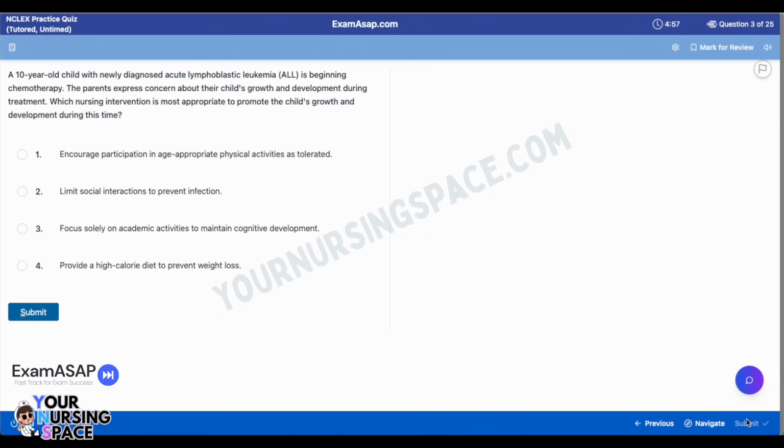Here are the options. Option 1. Encourage participation in age-appropriate physical activities as tolerated. Option 2. Limit social interactions to prevent infection. Option 3. Focus solely on academic activities to maintain cognitive development. Option 4. Provide a high-calorie diet to prevent weight loss.